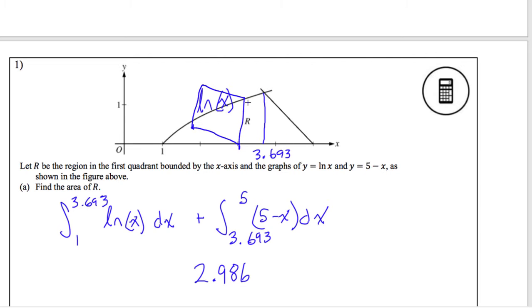All right, so what is the height here? Well, the height is just the function. The height is y equals ln of x. Height is y. Y is ln of x. So natural log of x is the height.